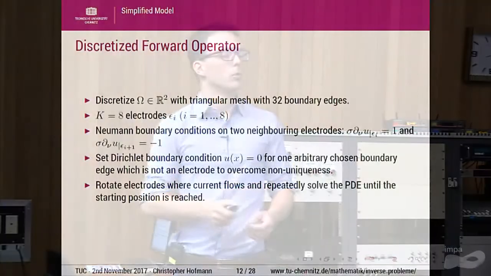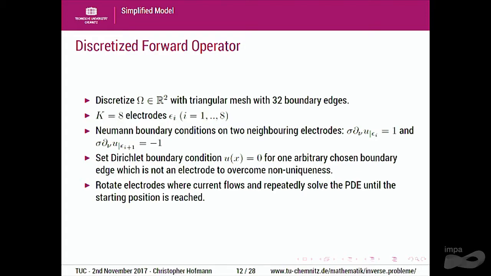Then again, we set 2 Neumann boundary conditions. So we apply current on one electrode, the current is injected on one and leaves the specimen on another one. They're neighboring electrodes, although not adjacent, obviously. To overcome the non-uniqueness of the Neumann problems, we set a further Dirichlet boundary condition on one arbitrary electrode.